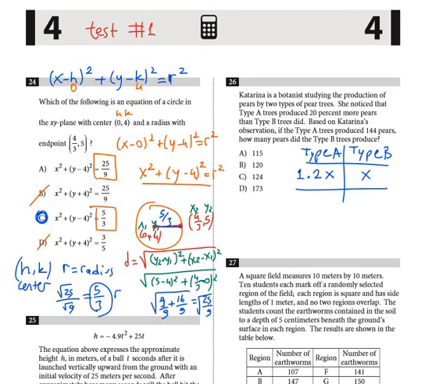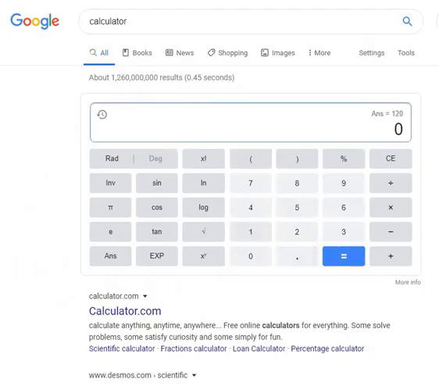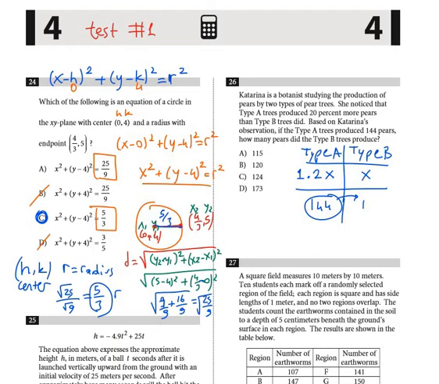Based on Katerina's observation, if the type A trees produced 144 pairs, how many pairs did the type B produce? Since type A is 20% more than type B, if I divide this number by 1.2, which is 20% more, then I can find this. So 144 divided by 1.2 will give me the answer, 120. So this is going to be 120 if I divide this by 1.2.